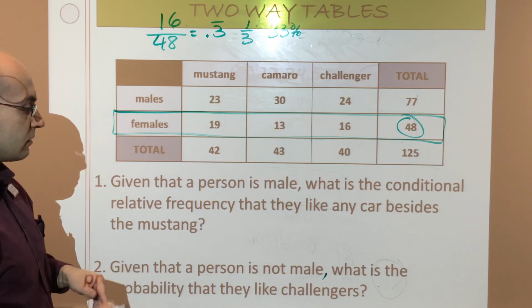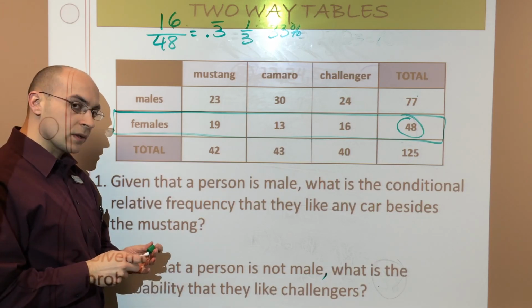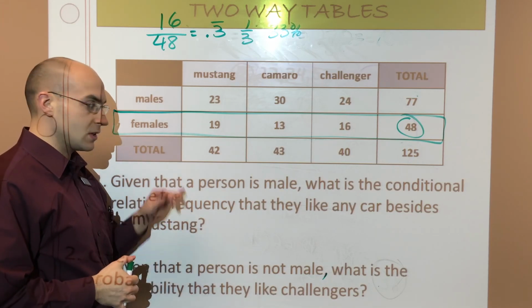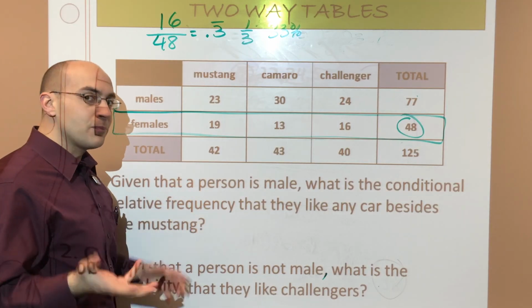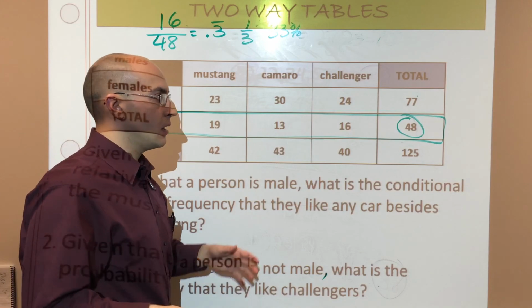Okay. Conditional relative frequency. There are two parts to the questions. The first part is going to tell you what the total is, and the second part is going to say what part of that total, or what fraction, am I looking at?